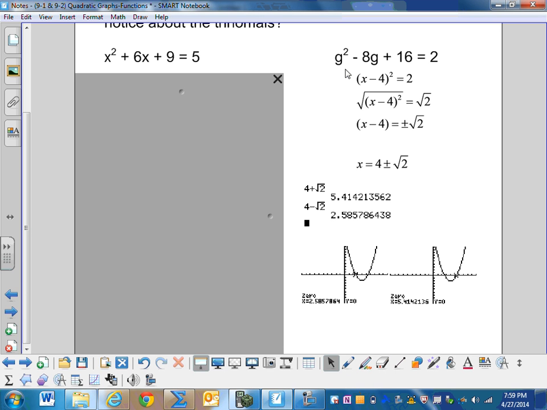So g squared minus 8g plus 16 equals 2. And I changed this all to x. All right, so this on the left side is a perfect square. It's x minus 4 squared is equal to 2. I take the square root of both sides, and that leaves me x minus 4 is equal to plus or minus the square root of 2. I add 4 to both sides, and that's 4 plus the square root of 2, 4 minus the square root of 2. And when I graph it, I see those are the same solutions as on my graph. So that's how you complete the square. This was easy because we already had a perfect square and just converted it from a trinomial to the perfect square binomial.